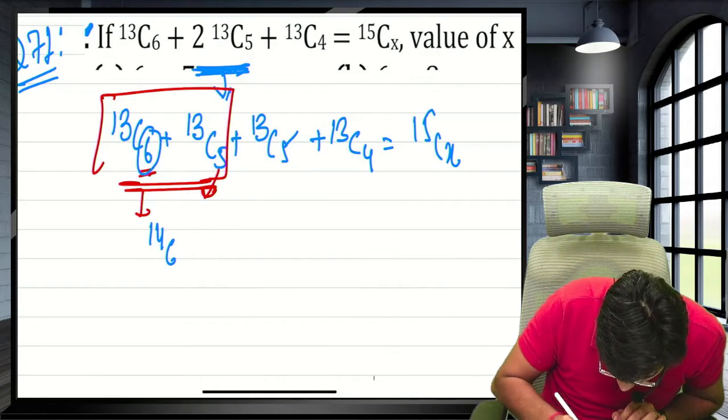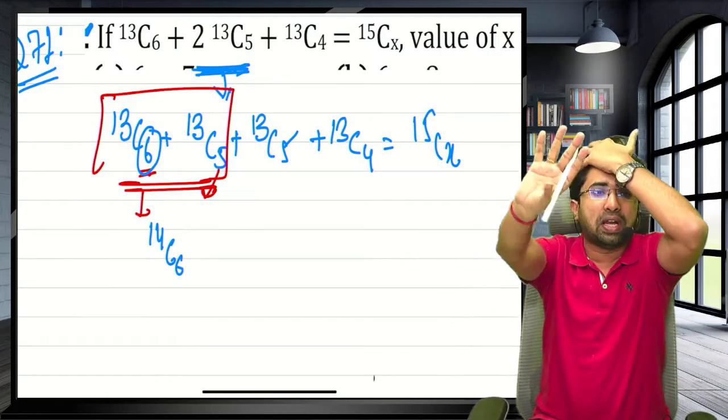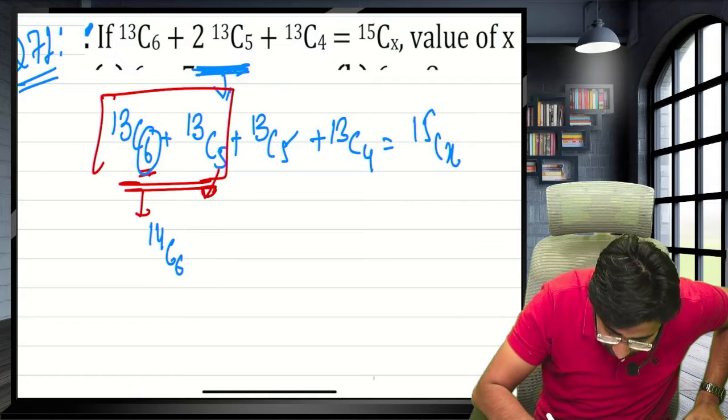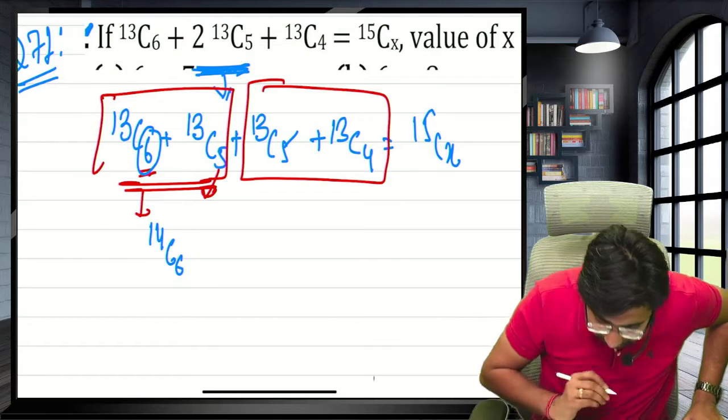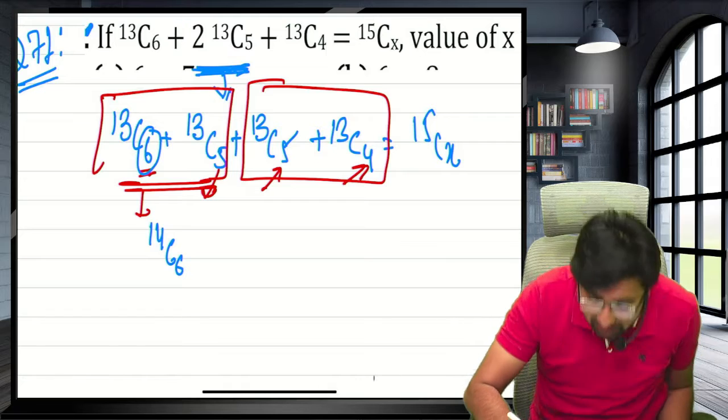14CR. Guys, what is R? R is the greater number. R is 6. Another one is R minus 1. Now guys, please look at this place. 15C5, 13C5. And here R minus 1, R is reduced by 1.